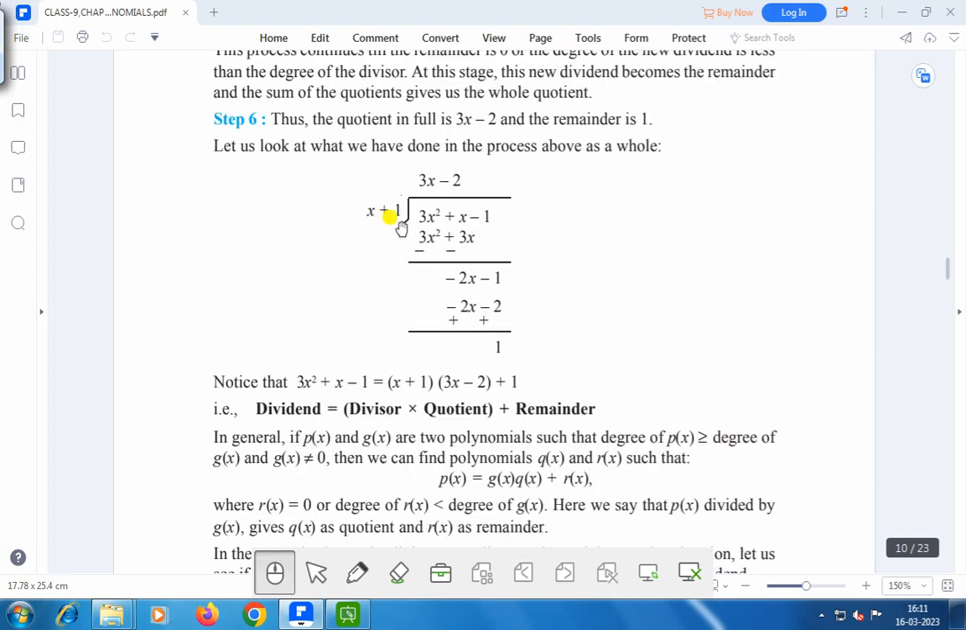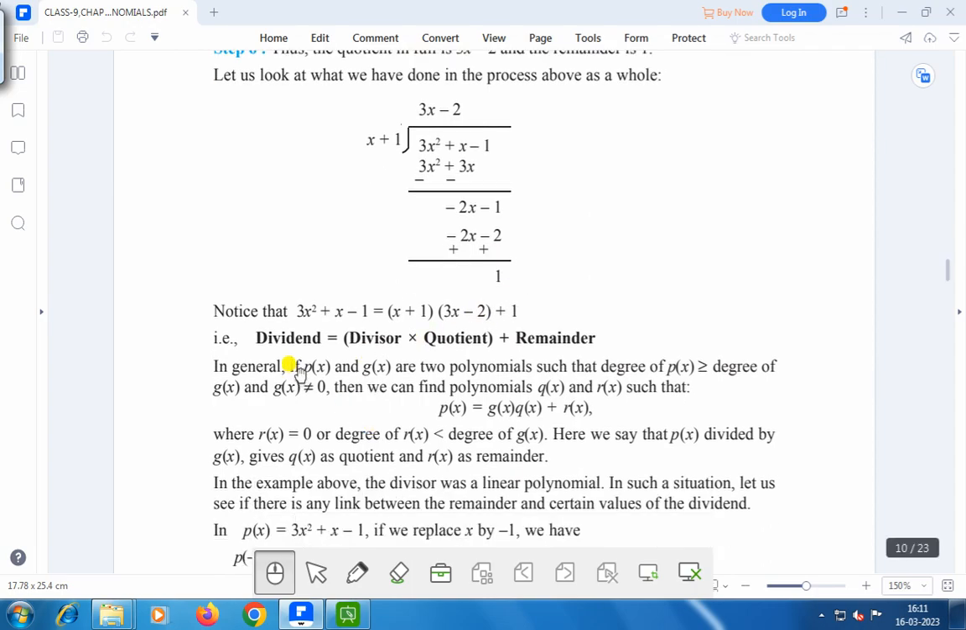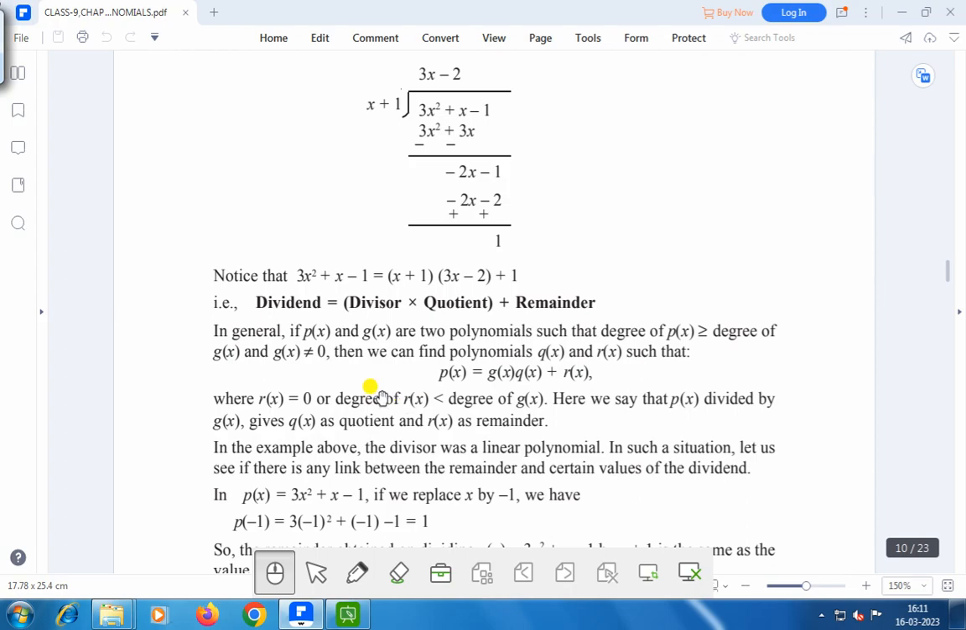Step 6, here you see we are dividing by x plus 1, the quotient is 3x minus 2, and the last is the remainder. Here you see that dividend is equal to divisor into quotient plus the remainder. In general, if p(x) and g(x) are two polynomials such that the degree of p(x) is greater than the degree of g(x) and g(x) is not equal to 0, then you can find polynomials q(x) and r(x) such that p(x) is equal to g(x) into q(x) plus r(x), where r(x) is equal to 0, or the degree of r(x) is less than the degree of g(x).